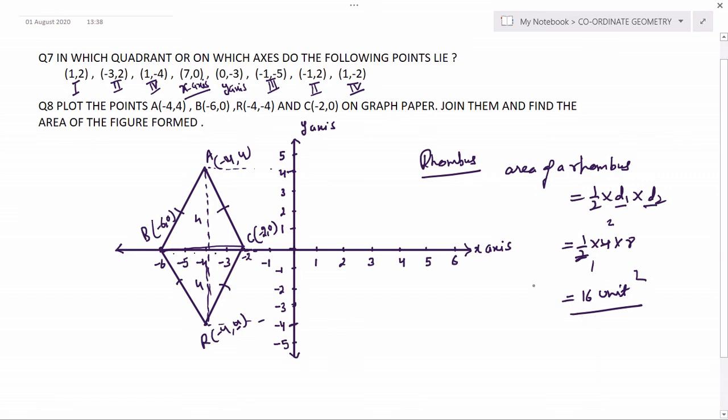Okay. I hope you enjoyed today's class, today's video, and that many of the concepts of this chapter, like coordinate geometry, are now clear to all of you. These kinds of questions come in the exam, so all of you go through this video with full concentration and revise all these questions again, right?